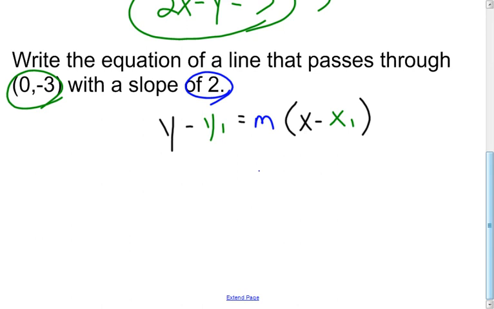So I'll put my slope in first. I'm going to put in my point second here. And then put in all the black. It never ever changes. So y minus equals our parenthesis x minus parenthesis. There it is in point slope form.